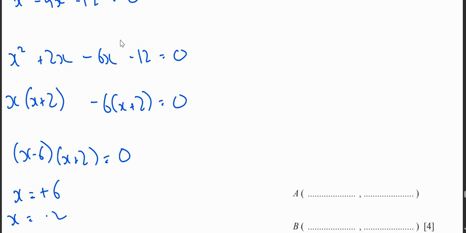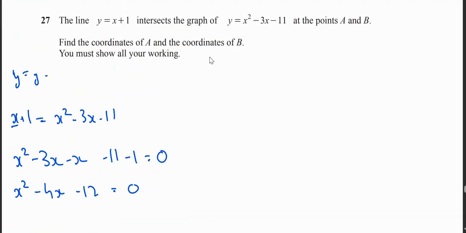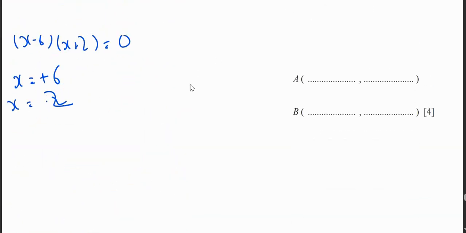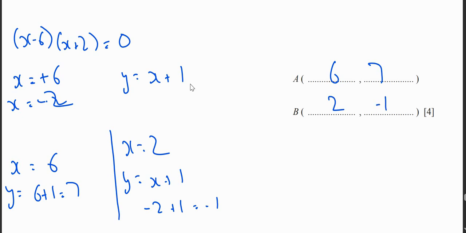Now how do we find the value of y? Look, you already have the values. y is equal to x plus 1. So when x is 6, y is 6 plus 1, y is 7. So the point is 6 comma 7. When x is negative 2, y is equal to x plus 1, so it becomes negative 2 plus 1, which is negative 1. So the point is negative 2 comma negative 1. Alright guys, so this is it for the paper.